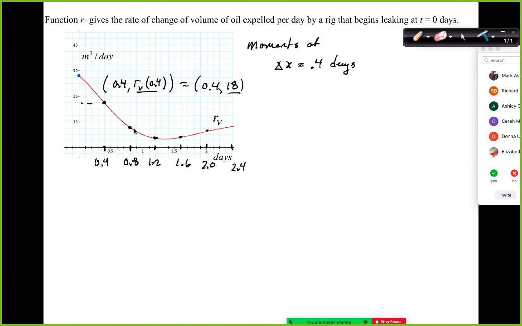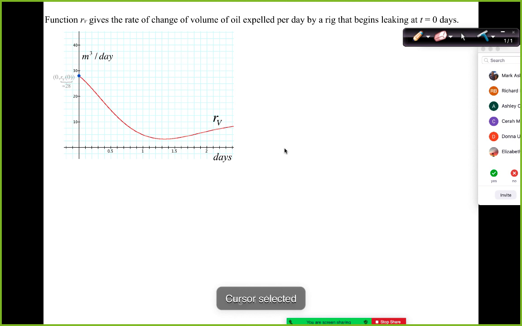Okay, and we could do that for the rest of these. We've got the exact x value, the exact y value. We could use function notation, and then we could use the y-axis to pick off approximations. Is that fair? So here's doing that. I have it at 17, but that's whatever. So 0.8, R_V of 0.8 is about 8. The next one, 1.2, is about 3. And then that's about 4.